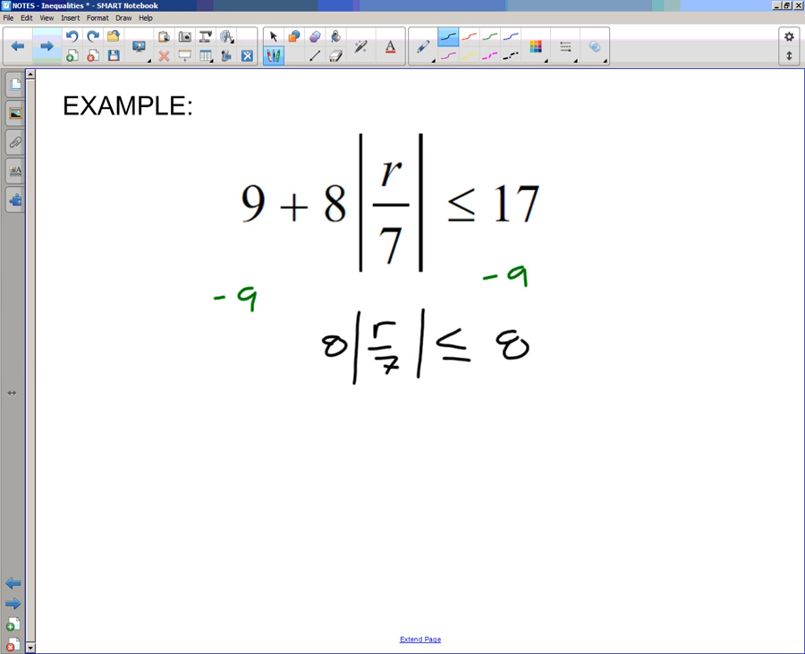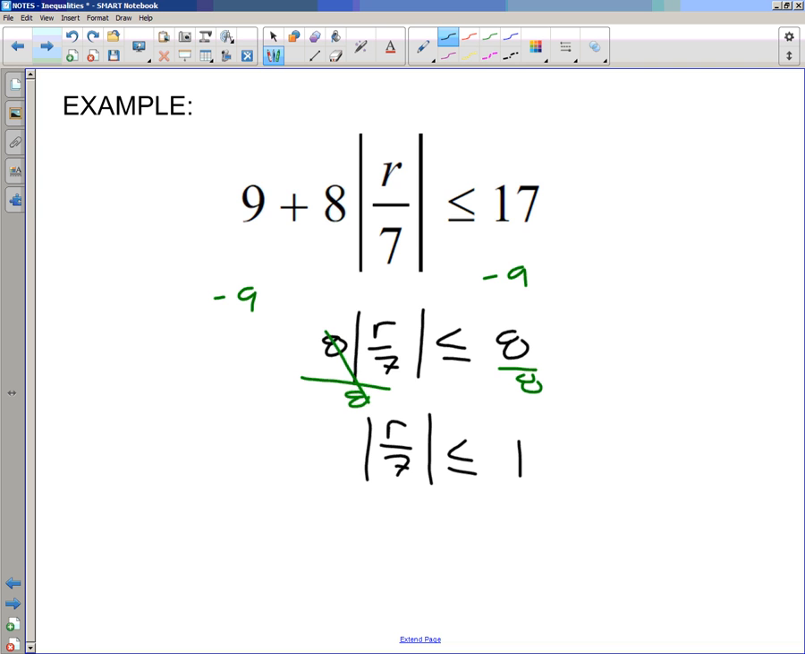And then we need to get rid of that 8 there. How are we going to get rid of that 8? It's multiplying, so we need to do the opposite. Let's divide by 8 on both sides. That cancels. We've got the absolute value of r over 7 less than or equal to 1. Absolute value is isolated.